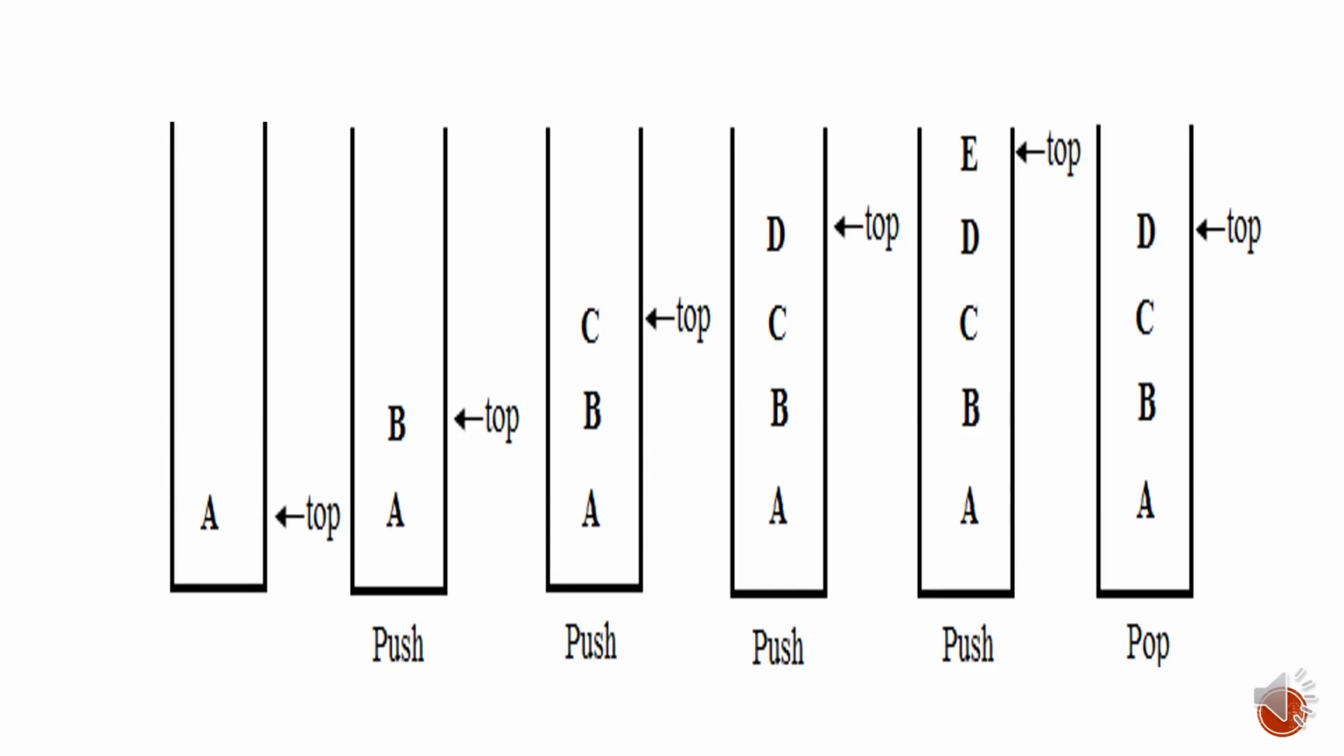Why E? It is the last element which was inserted. That is, the last element which was inserted is the first one to be deleted from the stack. Such an arrangement we call it as a stack. That is, the first element inserted was A, and it is the one which is to be deleted last. That is, last to be inserted is the first to be deleted, or first to be inserted will be the last to be deleted.